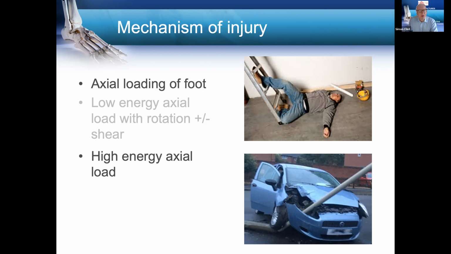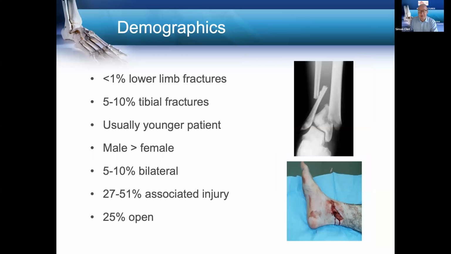So given that they're predominantly nowadays high energy injuries, the demographics, as you would expect, are those of high energy injuries. They're usually stupid young men, or men who are young and therefore stupid. It's that classic group. They're fairly unusual. They account for 1% of all lower limb injuries and only a small portion of all tibial fractures. But because they're high energy, it's not that uncommon.